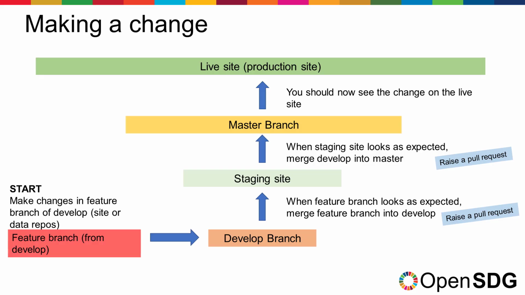To summarize how all these fit together to make a change to your live site, you will follow these steps. Make a change on a new branch inside your data or site repository. To test, raise a pull request and merge into the develop branch. This will then spin up a new staging site with these changes for you to test. If everything looks good, you can then perform a push to live by creating a new pull request and merging your changes from develop into master. Once merged, this will then be reflected on your live site.